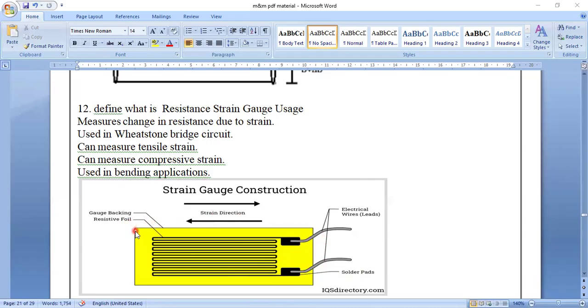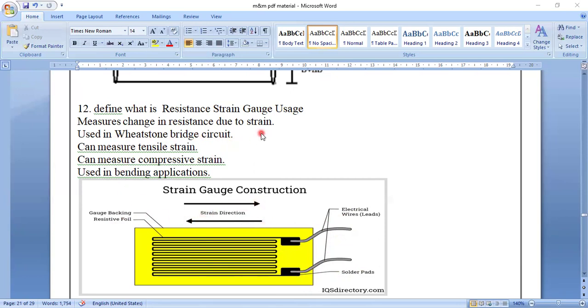This is the gauge backing, and these are the resisting foils or wires. The gauge backing means a block where all the wires are kept inside. Electrical wires come out here, and this is the solder part. The strain direction can be positive in the forward direction or negative also.